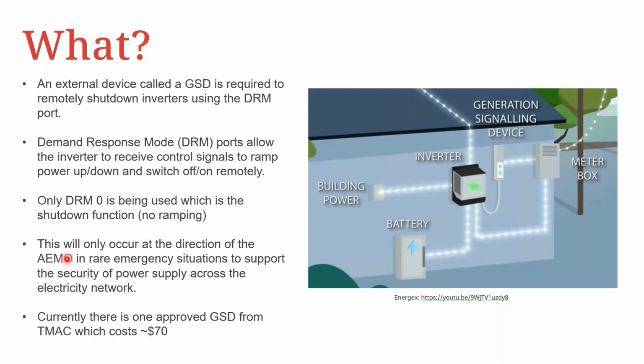The communication from the GSD to the utility will be done through the audio frequency load control, or AFLC, system, over the power lines. This is a form of power line communication directly to the GSD. And this signaling to turn the inverters off and on remotely is only going to be operated by network operators in an emergency under the direction of AEMO. Currently, Ergon and Energex have only approved one GSD, which is sold by TMAC, and the cost is around $70.